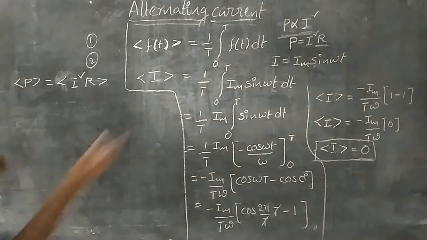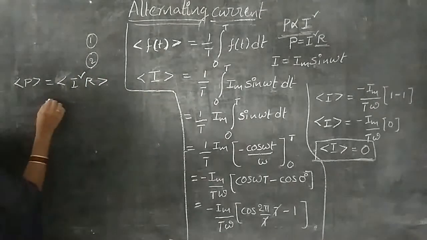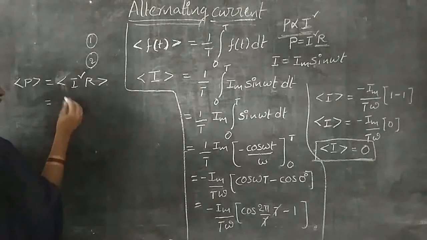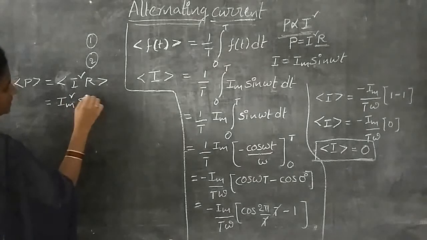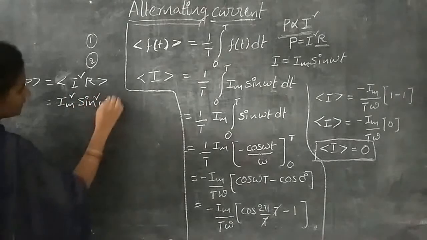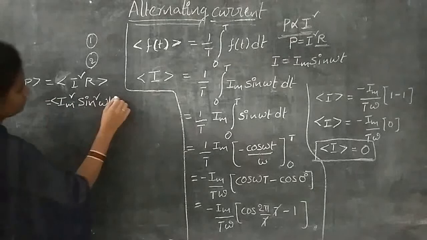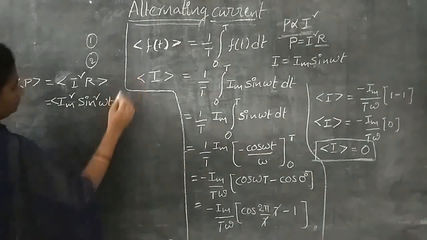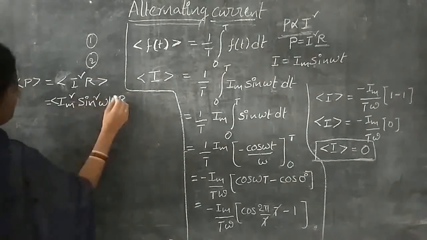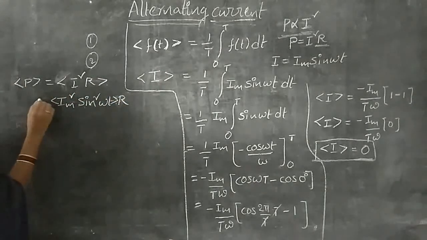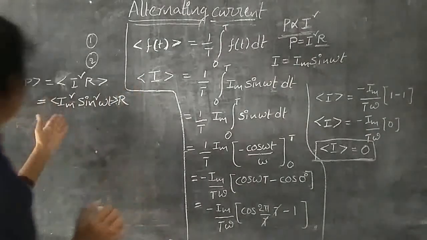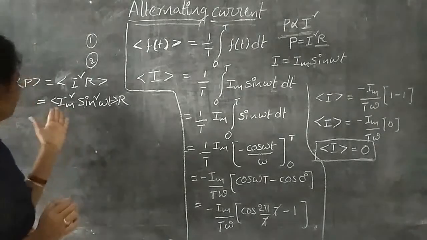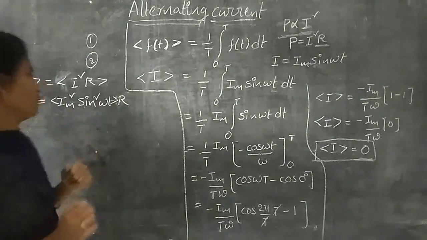What is I? I know that I is equal to Im sin omega t. So from that, Im square sin square omega t into R. This is the average power. So how can we calculate that average power? We have to calculate Im square sin square omega t.